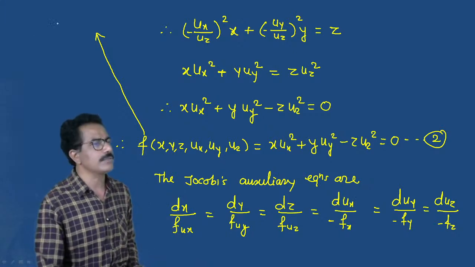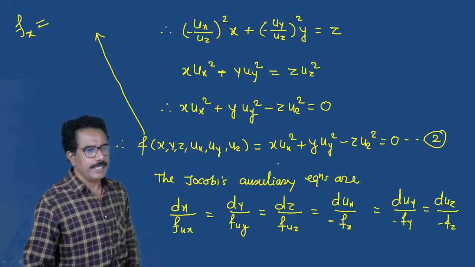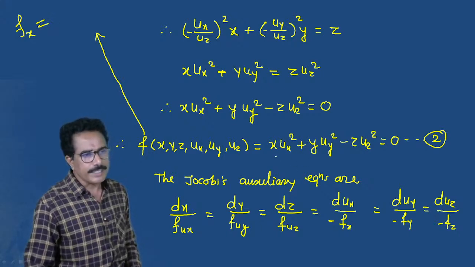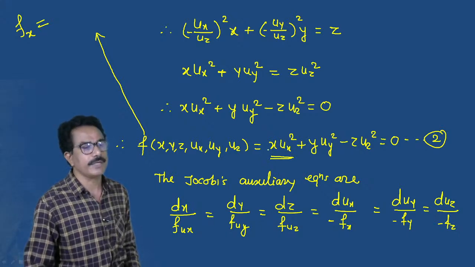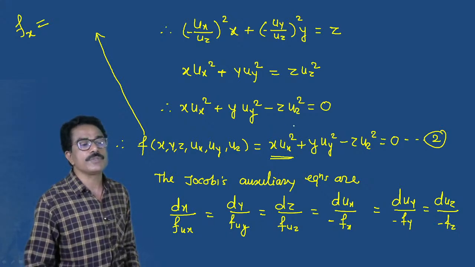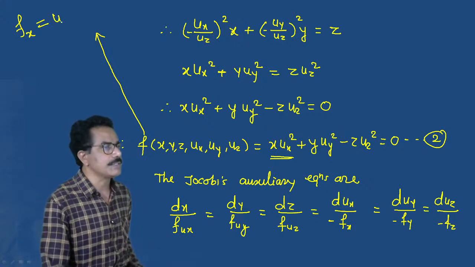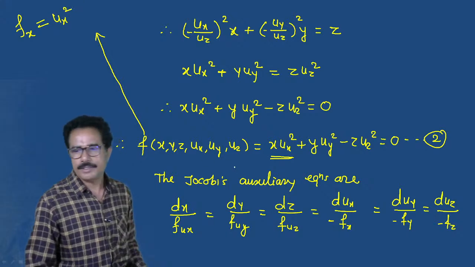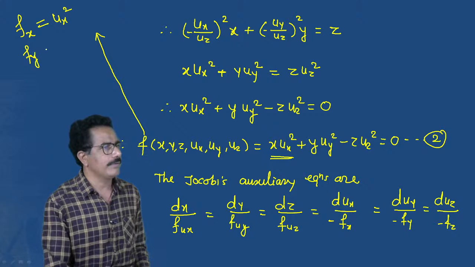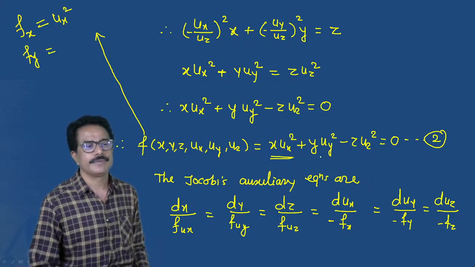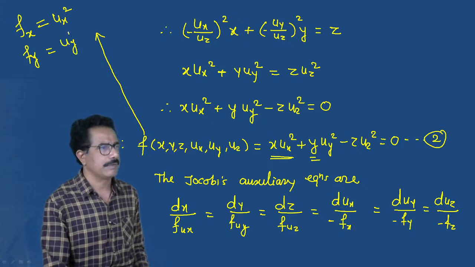Come on, tell me students, what is the value of fx? Fx means here in this case there is only the term of x into ux square, so its partial derivative with respect to x is, the derivative of x is 1, ux square as it is, so ux square. Fy which is equals to, what comes now? uy square, is it okay?